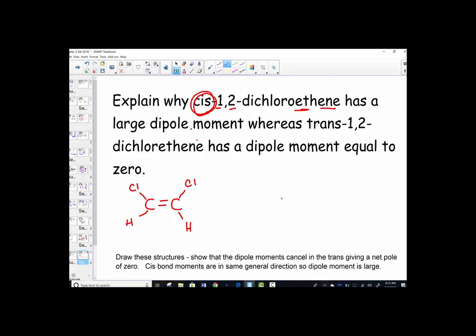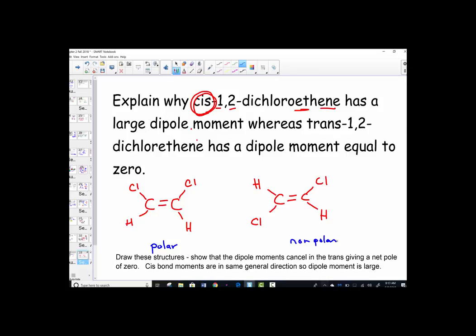Whereas trans-1,2-dichloroethene, that's trans, has a dipole moment equal to 0. So when I look at this distribution, they're telling me that this is polar and that this is nonpolar.